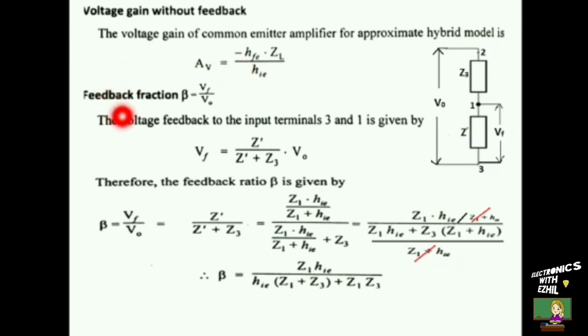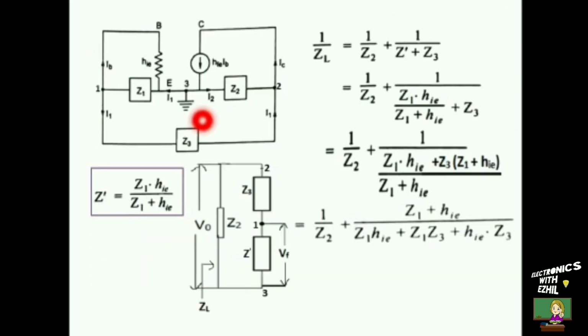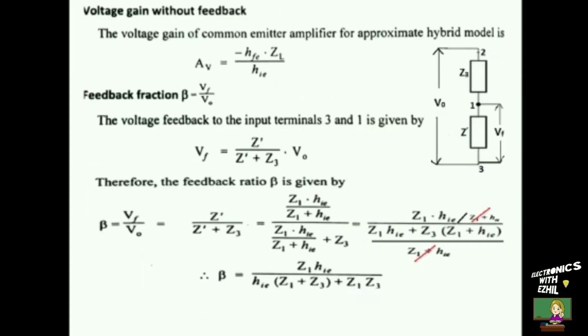Next we will find out the feedback factor beta, which is defined as the output voltage of the feedback network Vf divided by the input voltage of the feedback network V0. We know that the output voltage appears across the terminals 2 and 3 and feedback is applied between the terminals 1 and 3, and this is represented in this diagram here. Now we will find out the voltage across the terminals 1 and 3, which is the feedback voltage, by using the potential divider network. So this Vf is given by the total voltage V0 into this impedance Z dash divided by the sum of the impedances Z dash plus Z3.